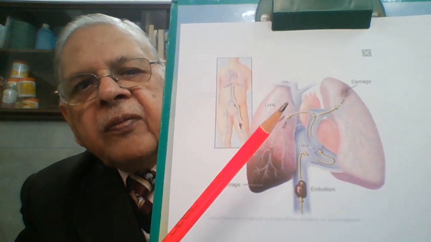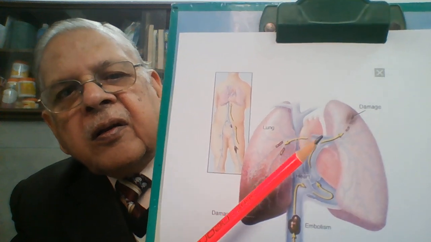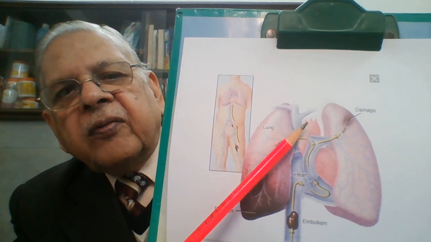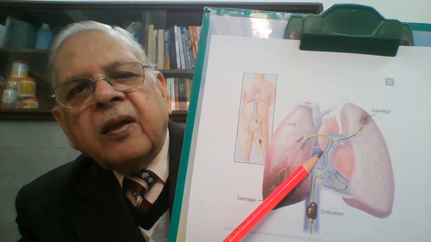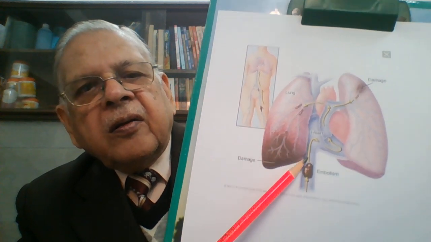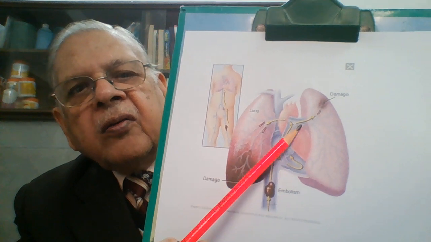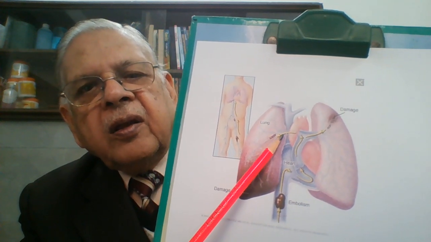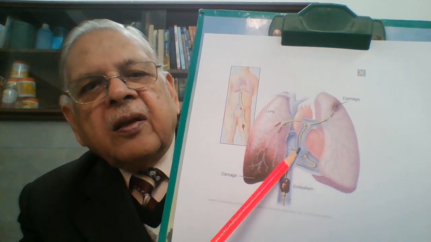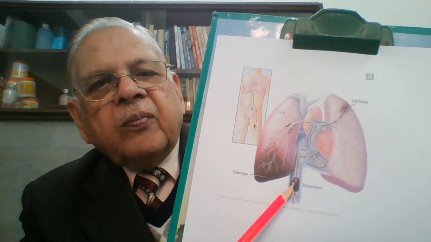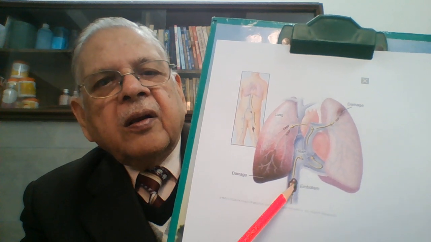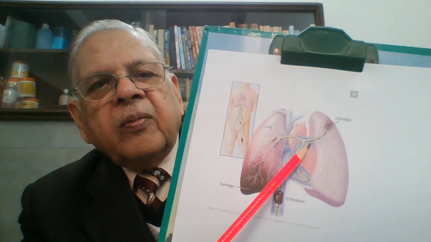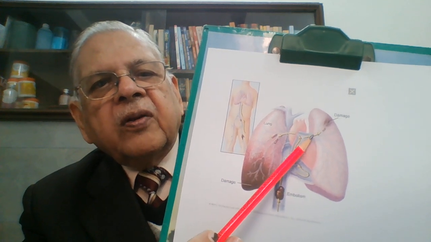Now see this. This has got some 3 arteries coming out of it, which go to the head and neck. The pulmonary artery is divided into two. One goes to the left lung, the other goes to the right lung. And there is a block here, or it could be here in the pulmonary artery, or in the branch of the pulmonary artery, or in its further branches.